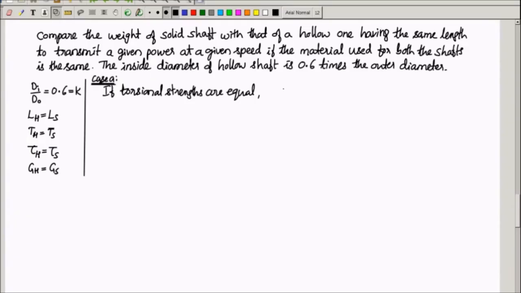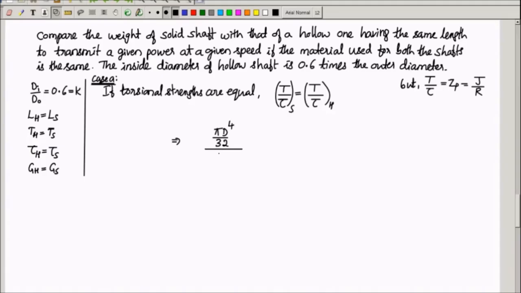There are two cases now. If torsional strengths are equal, then torsional strength T by tau should be equal: T by tau for the hollow shaft is equal to T by tau for the solid shaft. T by tau is nothing but Zp. So we have to write the Zp for both and equate. Zp is nothing but J by R. So J for the solid shaft is pi d power 4 divided by 32, divided by R, and R is d by 2. It should be equal to pi by 32 into (d naught power 4 minus di power 4) divided by d naught by 2.